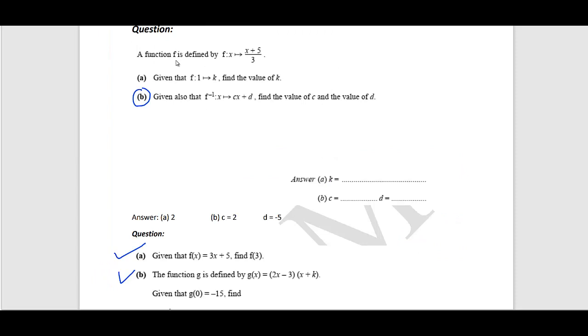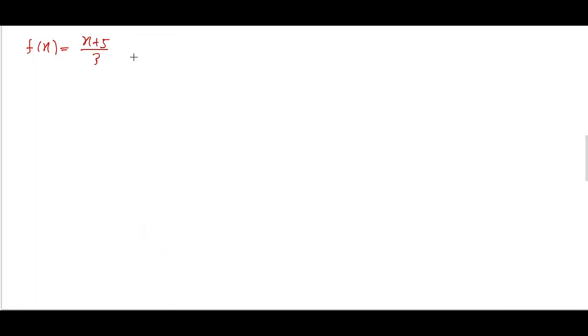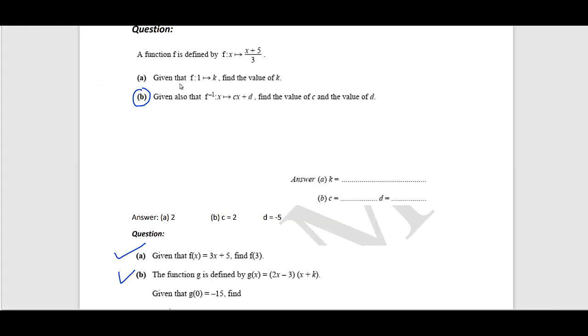Question number 1. A function f is defined by f of x equal to (x + 5) divided by 3. This is our function in the question. f of x is equal to (x + 5) divided by 3.